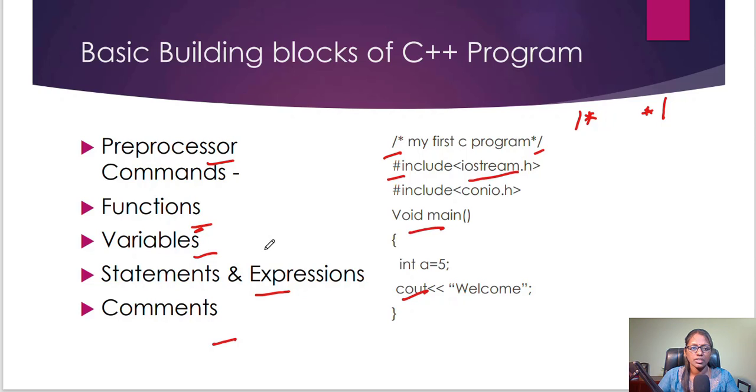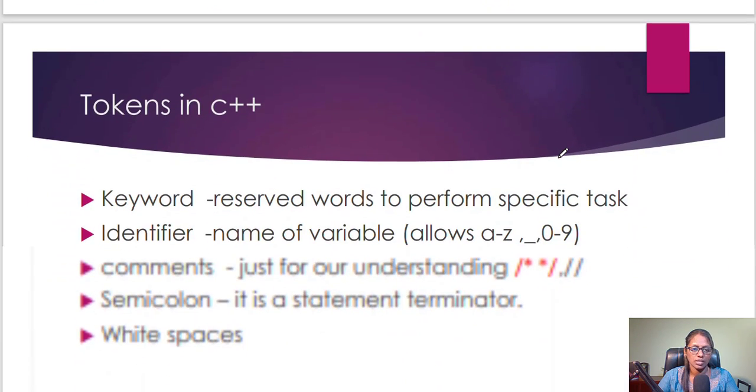So this is the main function, and then the variable declaration, integer a equal to 5. This is similar to C. This is called a statement and expression. So the basic building blocks of a C++ program are: first the preprocessor command, then the function starts, and inside the function you declare the variables, statements, expressions, and comment lines, which are used for user understanding and are not compiled by the C++ compiler. So this is the basic building block of C++.